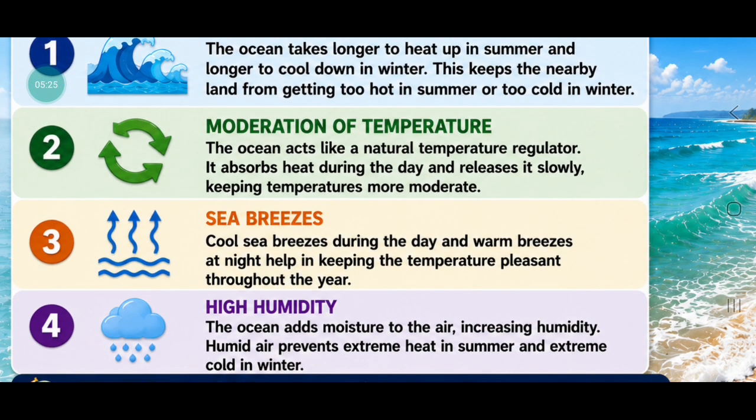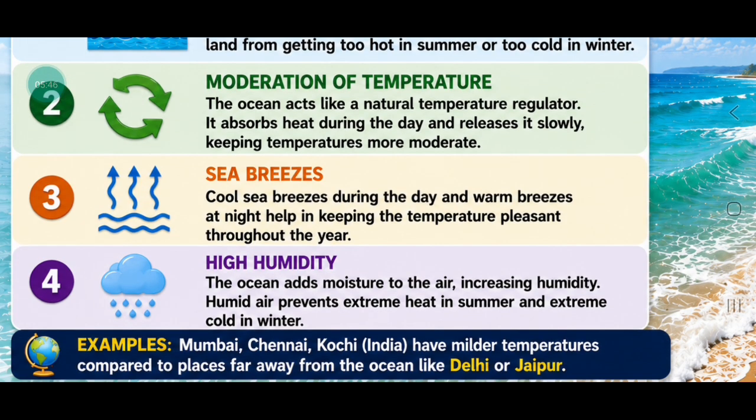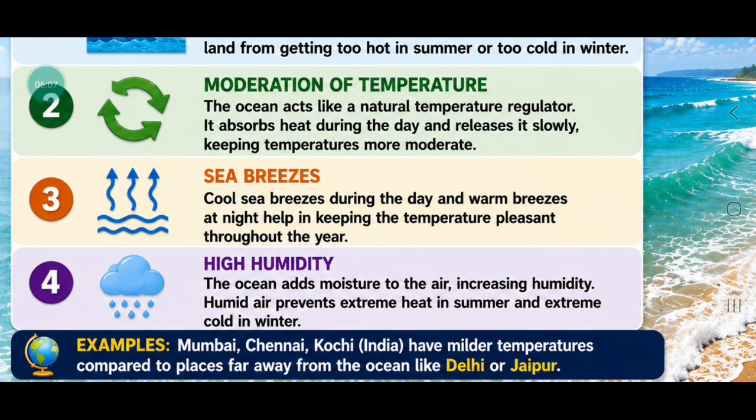Next one is moderation of temperature. So the ocean acts like a natural temperature regulator. It absorbs heat during the day of the nearby areas and releases it slowly, keeping temperatures more moderate. And second is sea breezes. Cool sea breezes during the day and warm breezes at night help in keeping the temperature pleasant throughout the year. Next one is humidity.